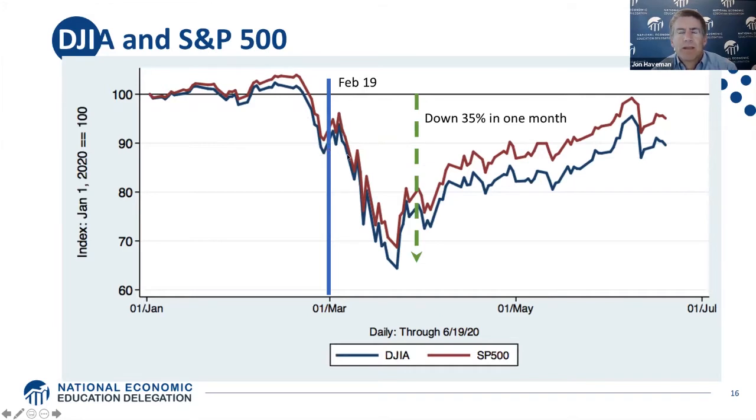But then we got the cancellation of March Madness, the cancellation of the rest of the NBA season, the cancellation of Coachella, cancellation of Major League Baseball, and we bottomed out here. I'm not sure exactly what happened. This arrow is supposed to be moved back, I apologize.